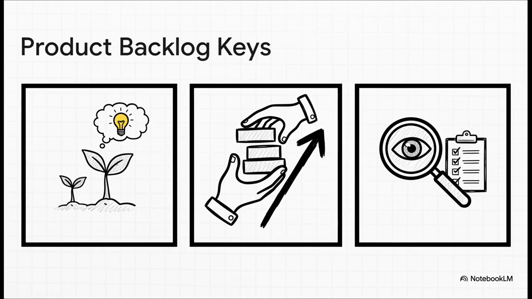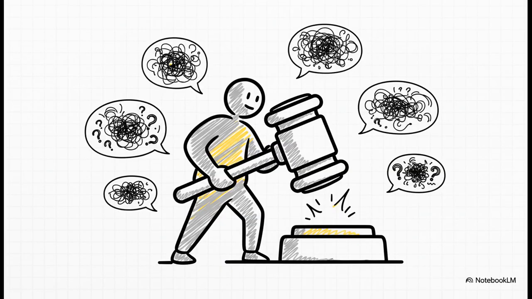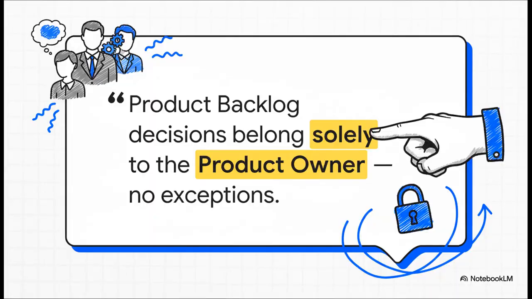Second, it's ordered. This is huge. The order is how you steer the ship, how you guide the team toward that value we keep talking about. And finally, it has to be transparent, so everybody, and I mean everybody, is on the same page. Right. Now, here's where the rubber meets the road. When it comes to what's actually in that backlog, and more importantly, the order of the items, the buck stops with one person. Lots of people will have opinions, for sure, but only one person gets to make the final call.